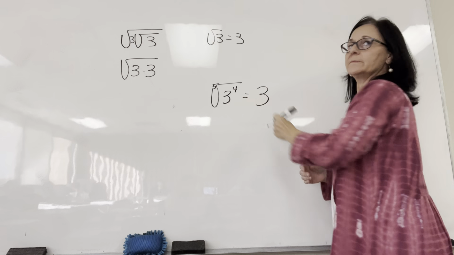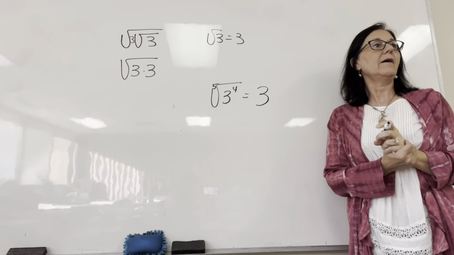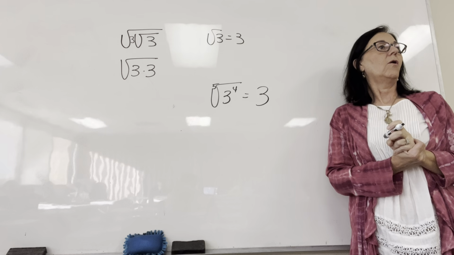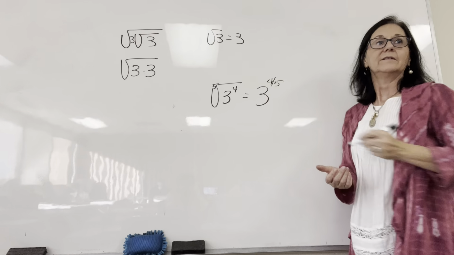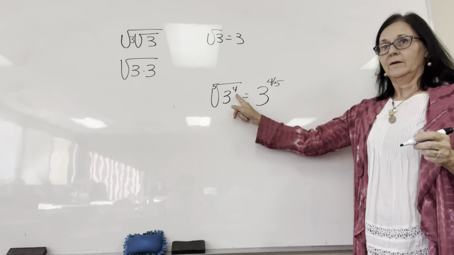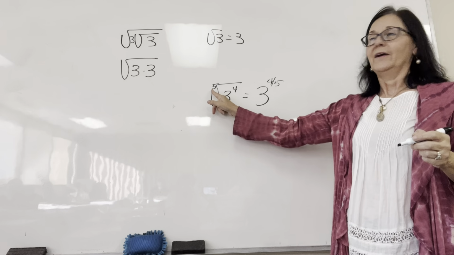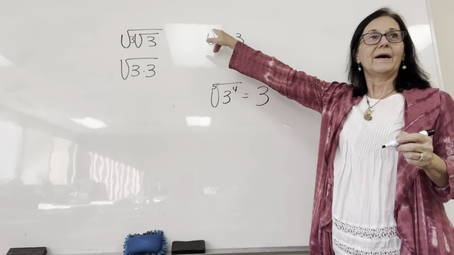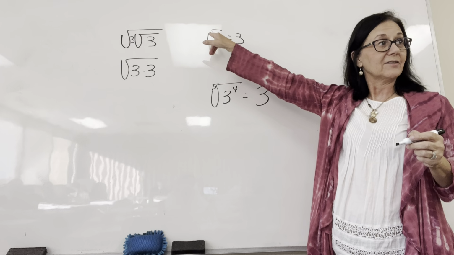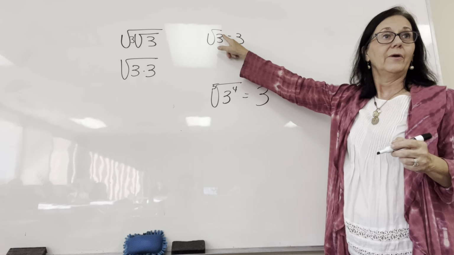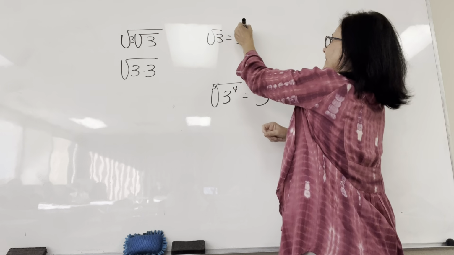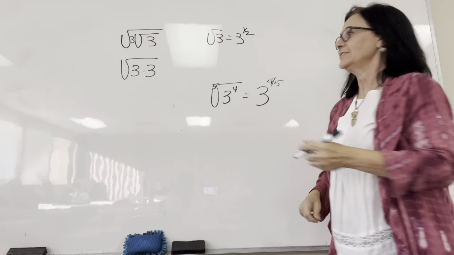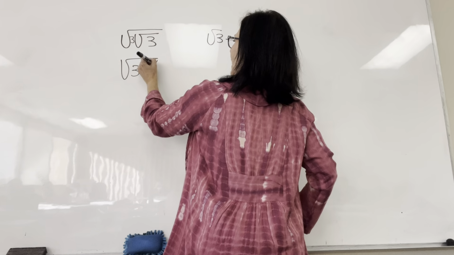What does that look like in exponential form? 3 to the 4/5. Remember this? Numerator, denominator. You don't see numbers, but they are assumed to be there. So what's this number? 1. And what's this number? 2. Oh, no. Got it? So it's 3 to the 1/2.